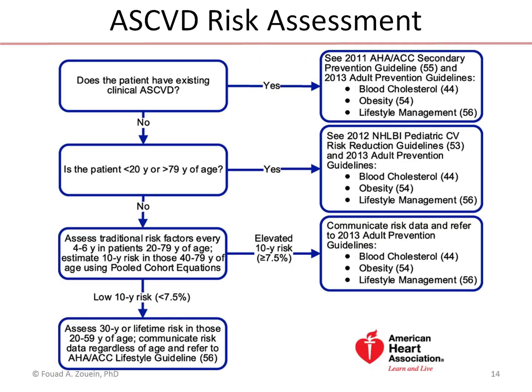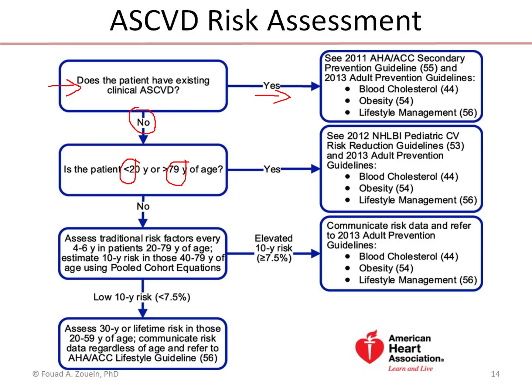So if you look at the American Heart Association ASCVD risk assessment guidelines, first thing you do, you ask the question, does the patient have existing clinical ASCVD? If he does, like we said before, there's no point to do a risk assessment. We have to refer him immediately to the specific or related AHA-ACC guidelines. Now, if the patient doesn't have a clinical ASCVD, we have to assess whether he is at risk or not. So we look at the age. Is the patient between 20 and 79 years of age? If not, it means that he's either less than 20 or more than 79 years of age.